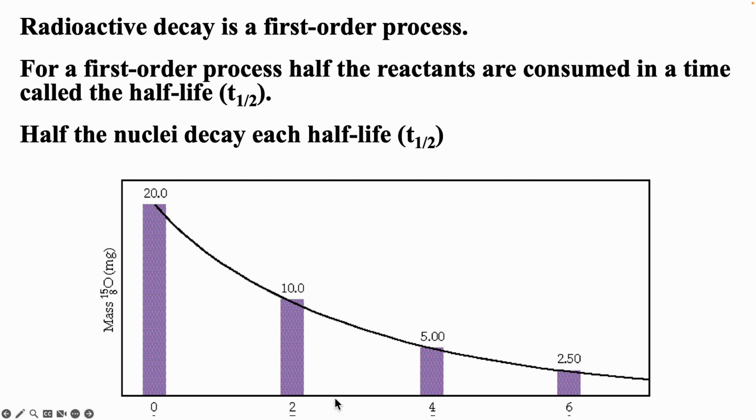And so if we started with 20 grams in this case, or 20 milligrams in this case, after one half-life, we'll have half as much, which would be 10. After 2 half-lives, we'd have a quarter as much, which in this case would be 5. And after 3 half-lives, we'd have an eighth as much, which would be 2.5. And so for first order processes, the half-life is independent of the concentration.